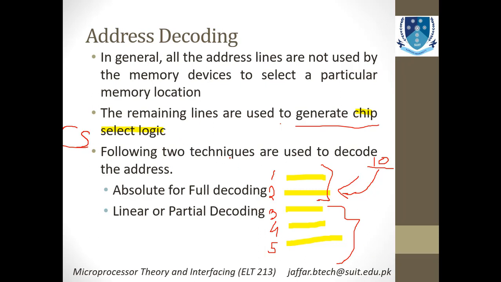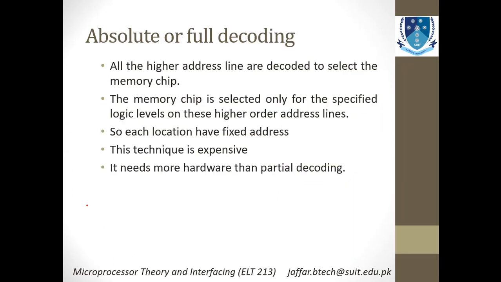There are two kinds of techniques used to decode these addresses. The first one is absolute or full decoding. The second one is linear or partial decoding. We will talk about absolute decoding with examples in today's class, and in the coming lecture we will discuss the remaining part, that is, linear or partial decoding.